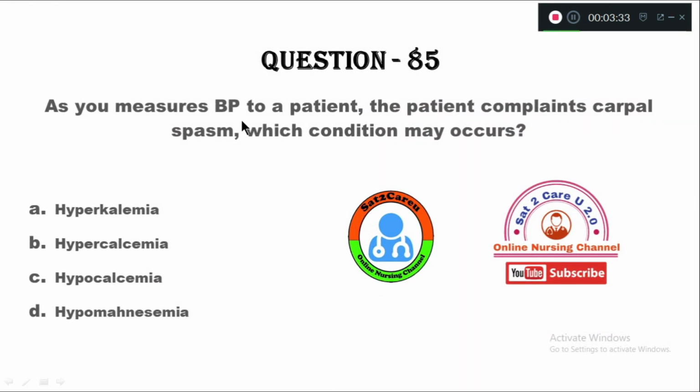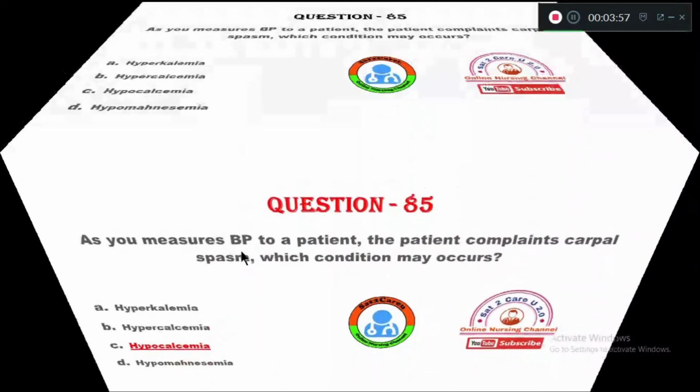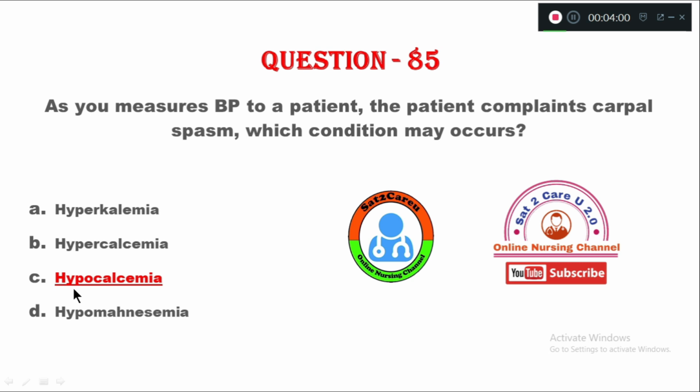Now question number 85. As you measure BP of a patient, the patient complains of carpal spasm. Which condition may occur? Option A, hyperkalemia, option B, hypercalcemia, option C, hypocalcemia, option D, hypomagnesemia. So there is a spelling mistake, it is magnesemia. The right answer: during carpal spasm the client has hypocalcemia, tetany. Question number 85, answer C.